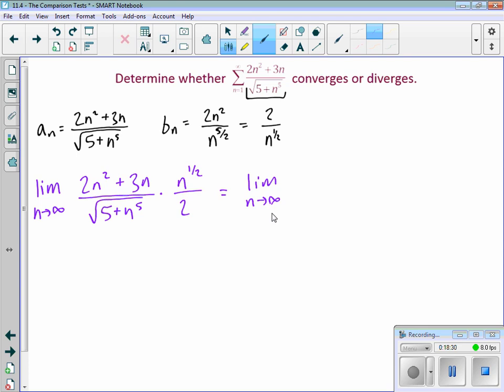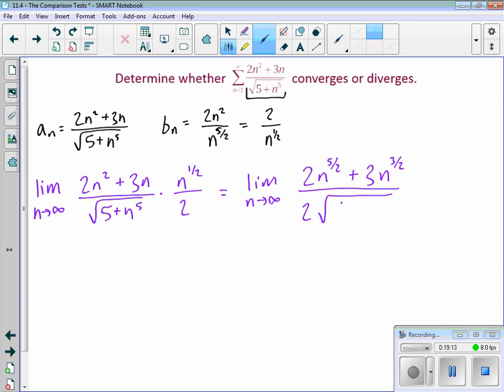Couldn't you just take a square root? I'm not sure what you're saying, like leave it factored out? I'm going to multiply it through so taking the limit's easier. Okay, so we're going to multiply the n to the half through, so we get 2n to the what then? 5/2 plus 3n to the 3/2. And then in the denominator, I'm just going to leave the 2 out front, and we've got this.